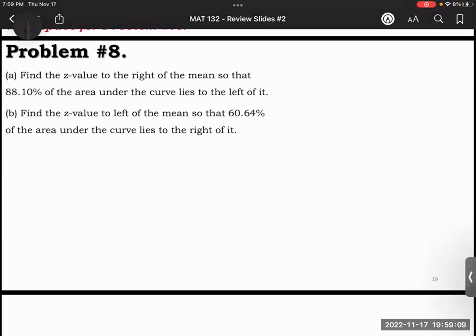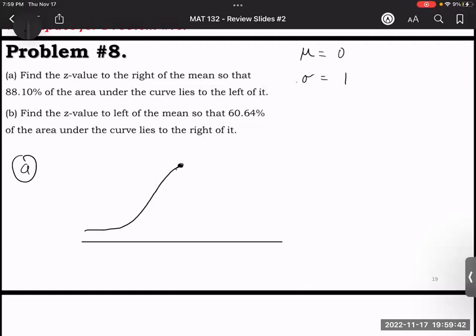Okay, so check this out. We're still dealing with, yes, the standard normal distribution curve. So what do we know about the mean of the curve? Let's write it out again. What do I know about the mean? It's equal to what number? 0. And the standard deviation is 1. Okay. So for part A, let's first draw that curve. And then we're going to interpret these numbers.